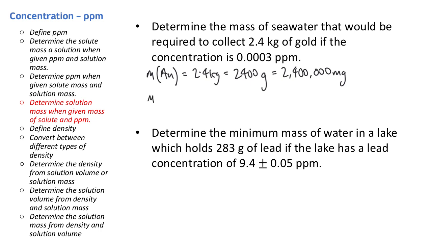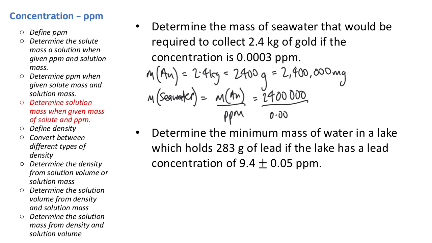Then we rearrange the equation. The mass of the seawater will be equal to, right, what? The mass of the gold over the parts per million. That's the rearrangement of the ppm equation. So therefore it's 2.4 million over 0.0003, and this number gets quite large. 8 times 10 to the 9. And what's the unit? This is in kilograms. So it's a lot. That's a lot just to get 2.4 kilograms of gold.